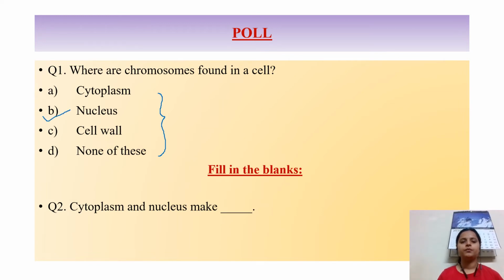Very good. Next is fill in the blanks. The next question is, cytoplasm and nucleus make what? You need to fill this blank. Yes, the answer is protoplasm. Very good. Cytoplasm and nucleus make protoplasm. Okay, very good.